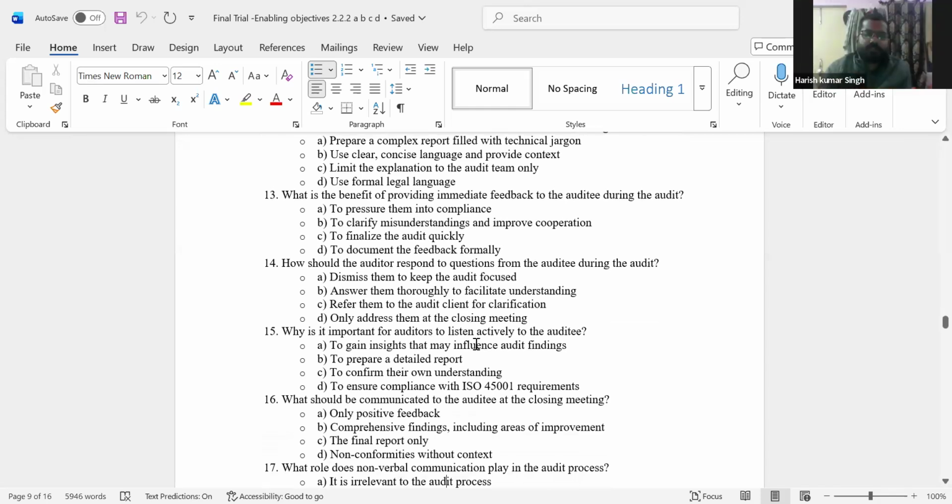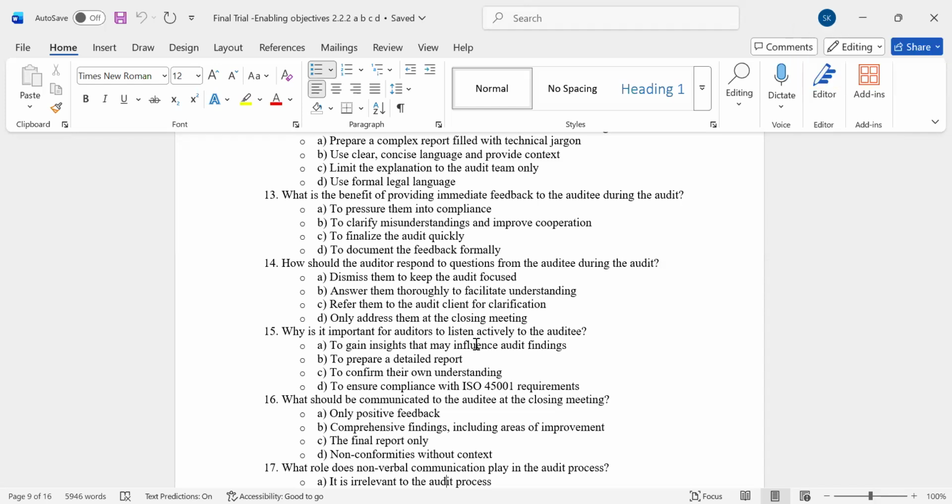Right. 13. What is the benefit of providing immediate feedback to the auditee during the audit? A. To pressure them into compliance. B. To clarify misunderstanding and improve cooperation. C. To finalize the audit quickly. D. To document the feedback formally. Same, sir. B, to clarify misunderstanding and improve cooperation. Right, good answer. Anybody, any other answer? No, sir. Right. Okay.